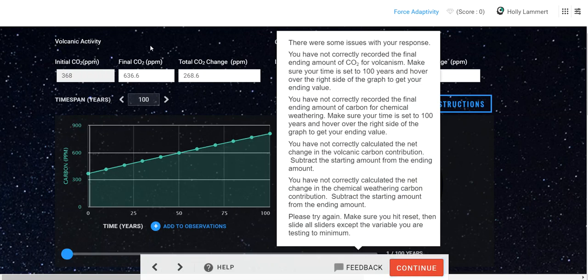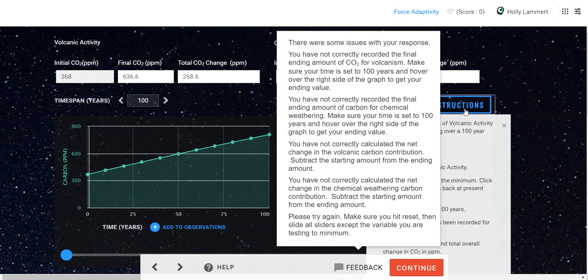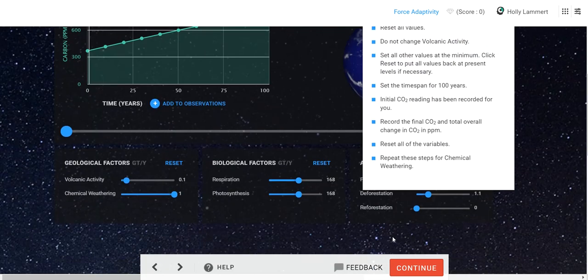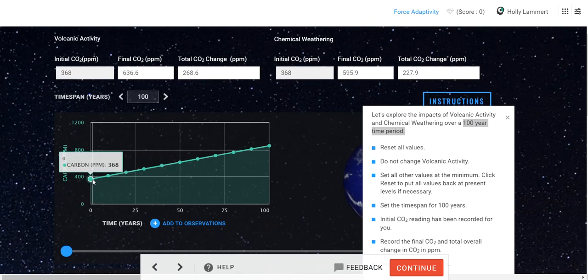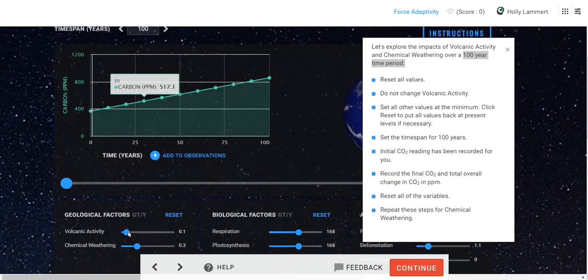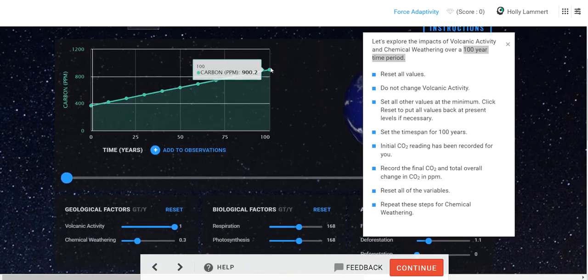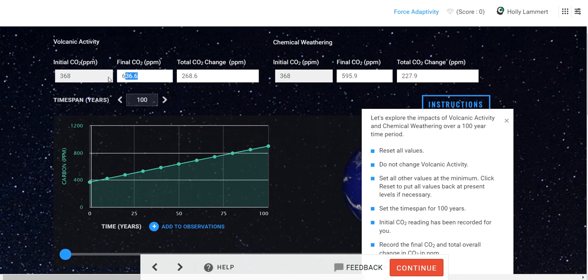Okay, so I guess on this slide, I don't know where they told us, oh, if we read the instructions. Okay, read the instructions. That is important. So we're trying to look at this over a 100-year time period. So now we need to change the time span, years, to 100. So let's go ahead and recalculate that at 100. So if we reset this, then we start at 368 and I increase the volcanic, we're going to do volcanic activity first, and then I can see the final 900.2.